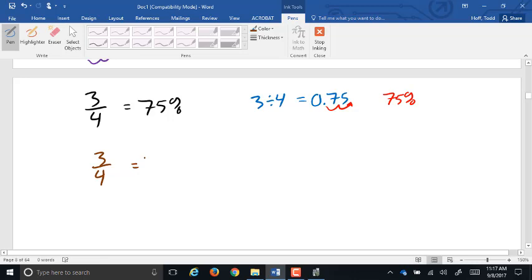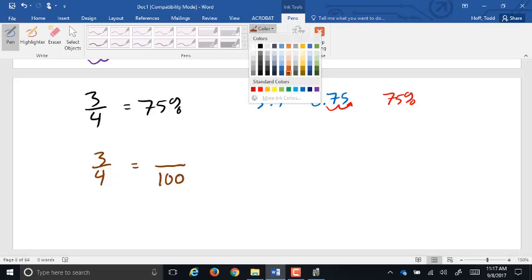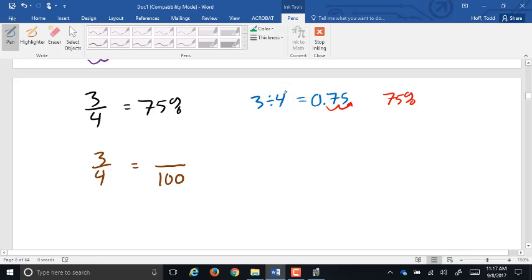3/4 can be thought of as 3 out of 4. A percent is always out of 100. So to convert that, there's a couple of ways we can go about that. One, we can think of equivalent fractions. What would you multiply 4 by to turn it into 100? 25. So you have to multiply 3 by 25. Gives you 75.